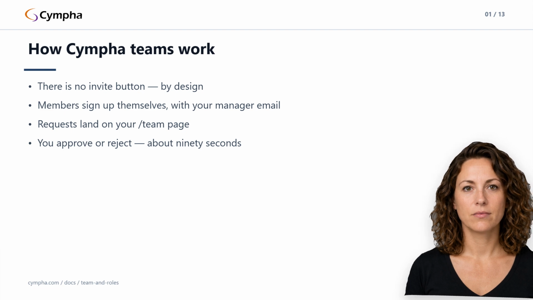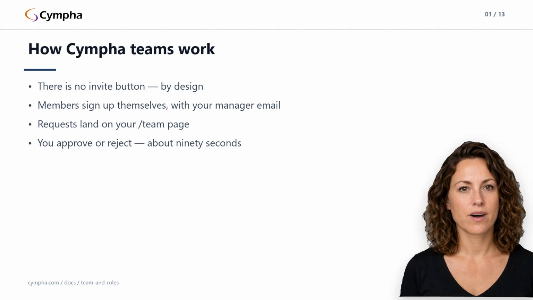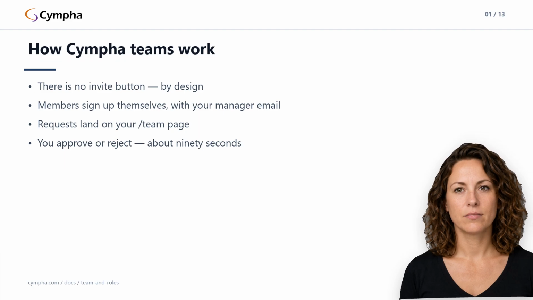Why build it that way? Because the new user always controls which email they use as their login. An invite by email flow forces a particular address on them, and self-sign-up doesn't. Once you stop hunting for the invite button, the whole flow takes about 90 seconds per person.